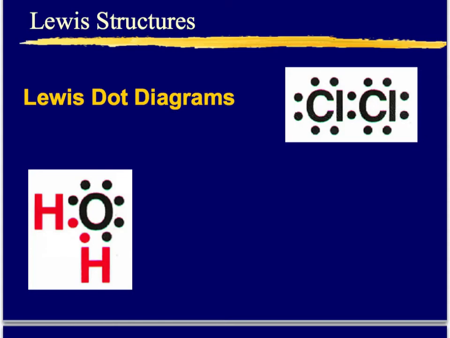And we should have already done lots of practice on how to write these Lewis dot structures in class. So remember that these Lewis dot structures are just showing the valence electrons in compounds, showing how each atom is satisfying the octet rule.